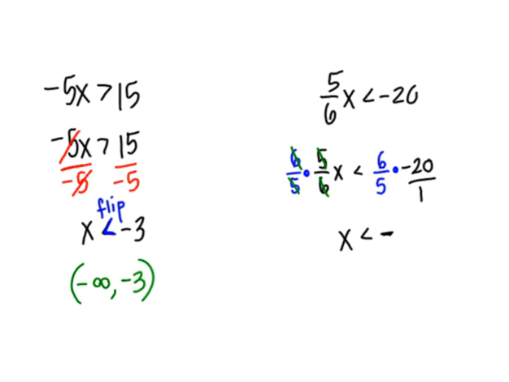Multiplying these two fractions, I can cross-reduce first. 5 goes into 20 4 times. So what I'm left with is 6 times 4, which would be 24. I've already taken care of my sign, so x is less than a negative 24. It's pointing left, which means infinity's on the left, and that's negative infinity. So it goes from negative infinity to negative 24, and negative 24 uses parentheses.